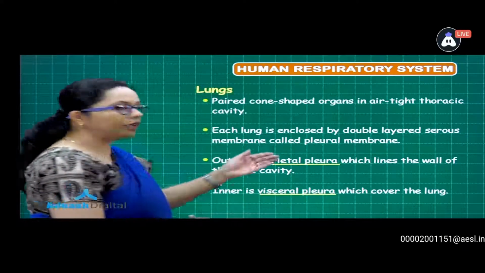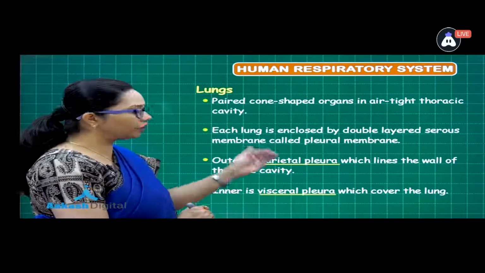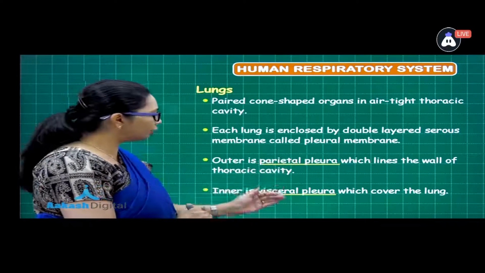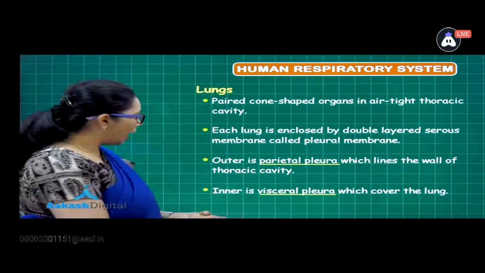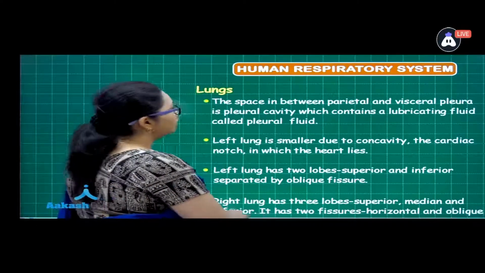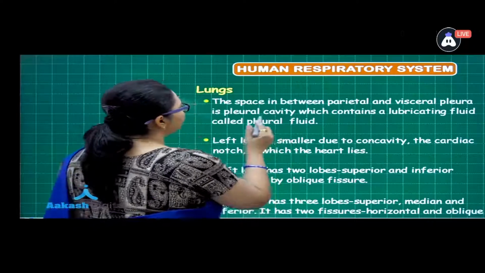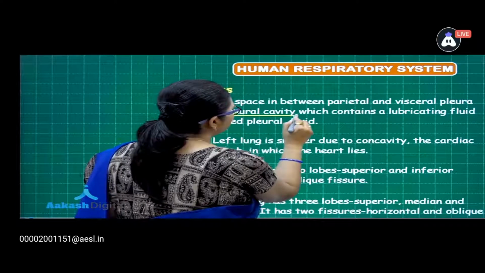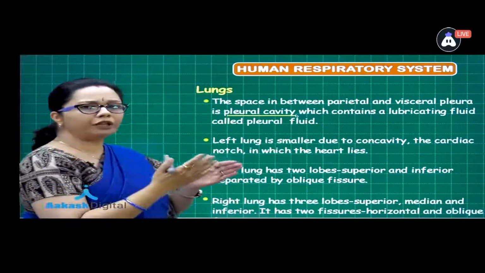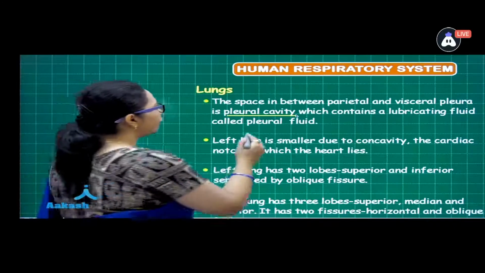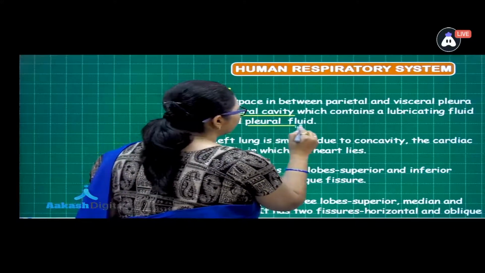So here we can see that the lung is covered by these pleural membranes, which are two of them, parietal outer and inner visceral. Now in between these two pleural membranes there is a cavity, and that is called the pleural cavity. And this pleural cavity is filled with a fine layer of lubricating fluid, which is called pleural fluid.